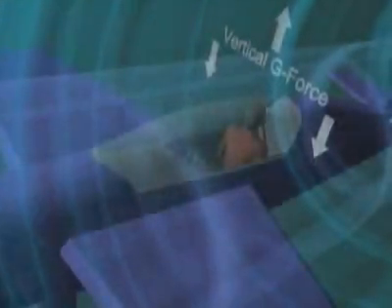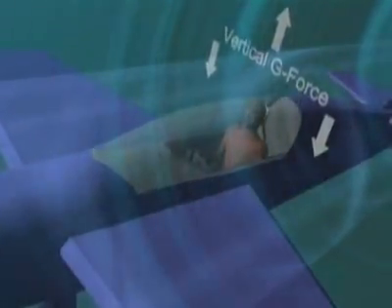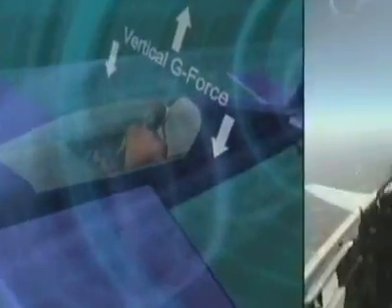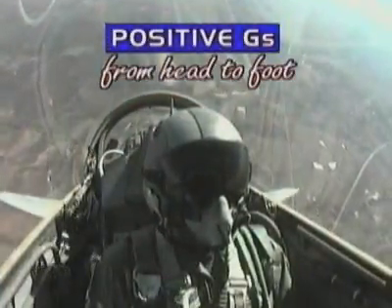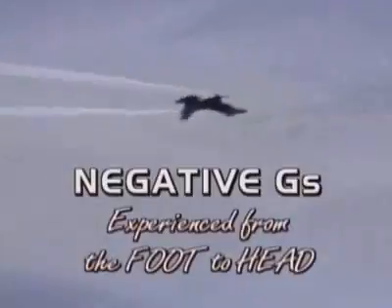The third type of G-force is vertical, or GZ. Vertical G-force is applied to the vertical axis of the body. A pilot exposed to this type of acceleration from head to foot experiences positive Gs. In contrast, negative Gs are experienced from the foot to the head.